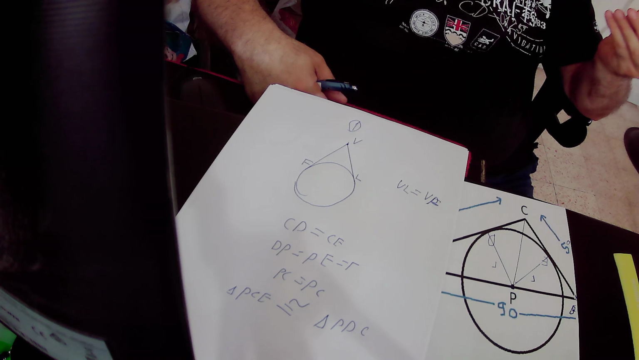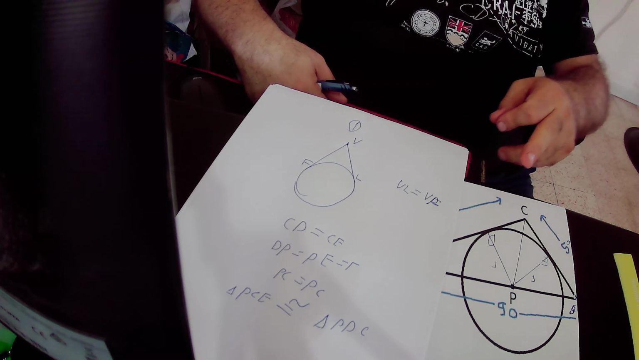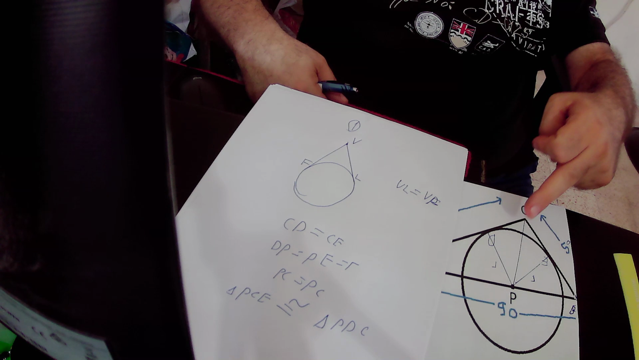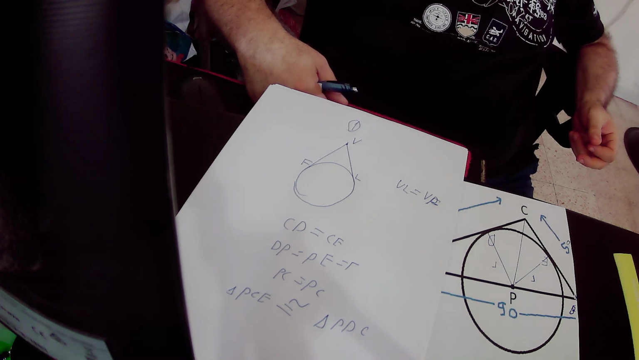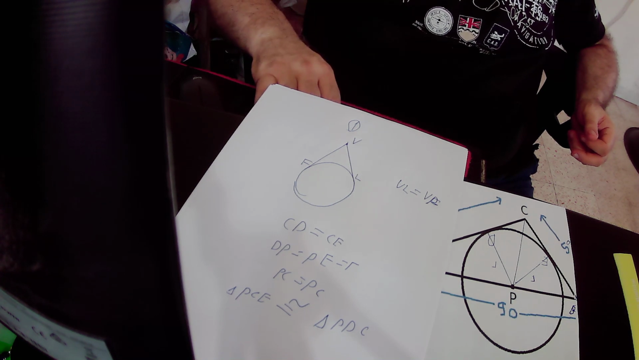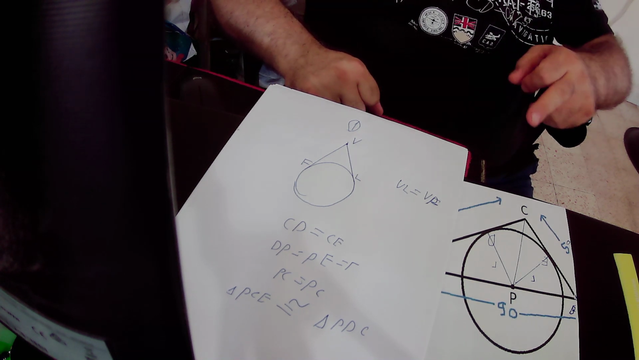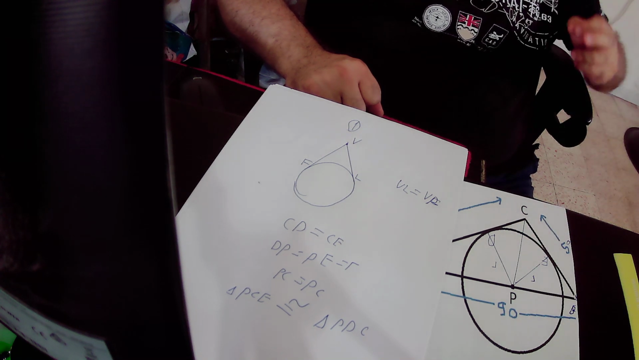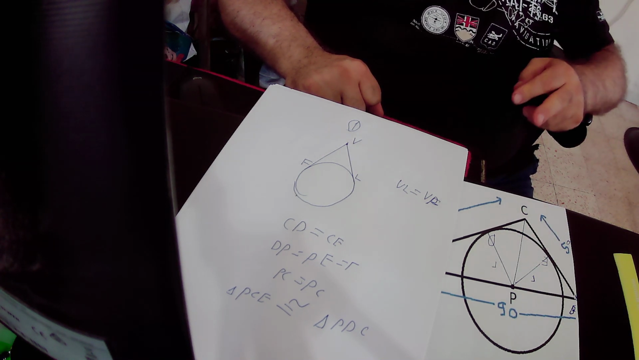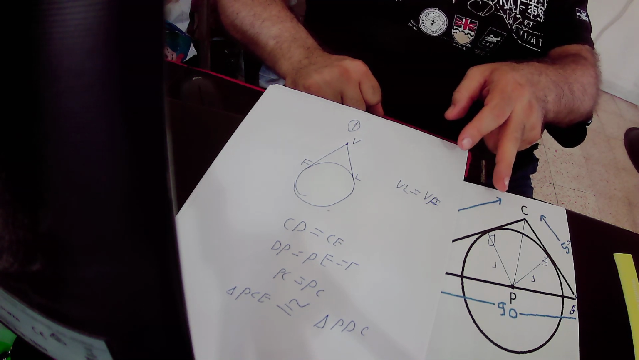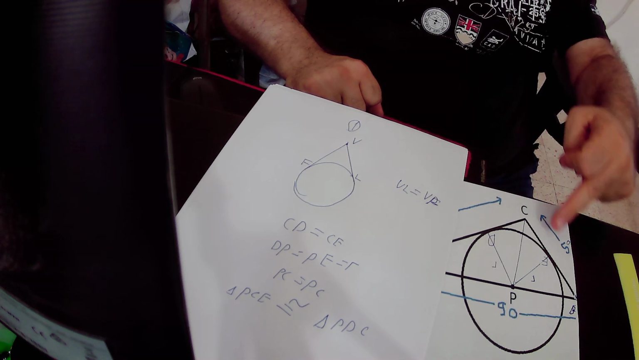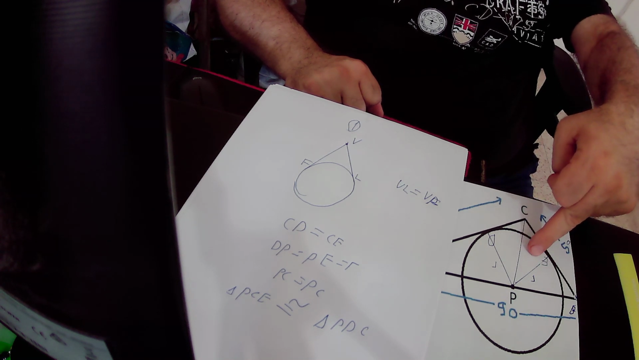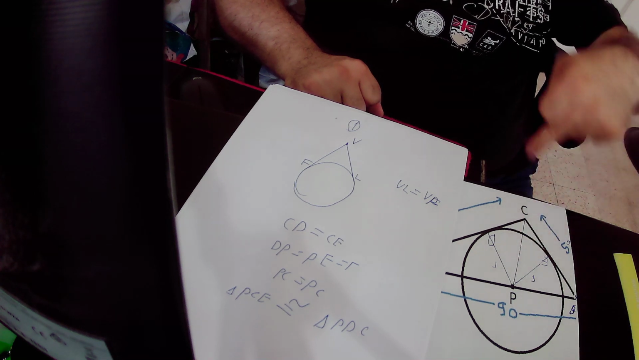So we have here two triangles, triangle PCE and triangle PDC, where the three sides of triangle PDC equal the three sides of triangle PEC, because DC in this triangle equals CE in this triangle, PD in this triangle equals PE in this triangle, and PC equals PC.